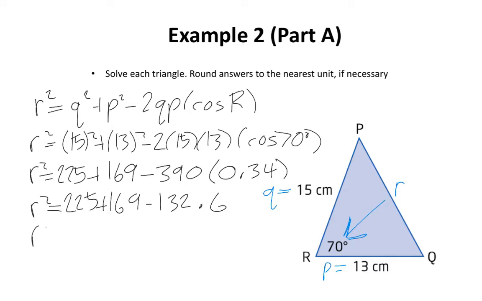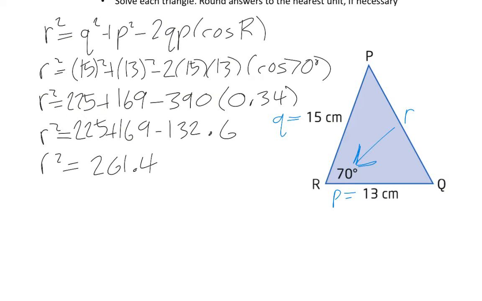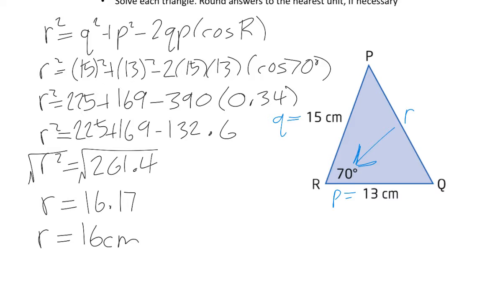132.6. So at this point, all you need to do is add and subtract these numbers, and you should get approximately 261.4. Now, if we want to isolate r, we need it all by itself. But right now, it's stuck with an exponent of 2. So I need to square root both sides to get rid of that exponent. And the square root of 261.4 happens to be about 16.17. And if I were to round this to the nearest unit, it would round to 16 centimeters.